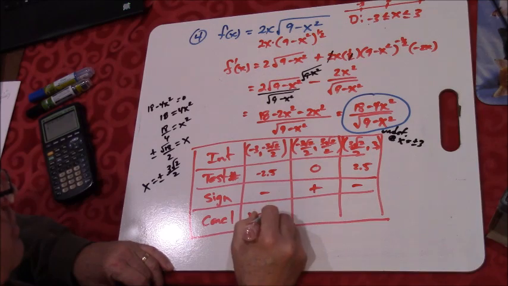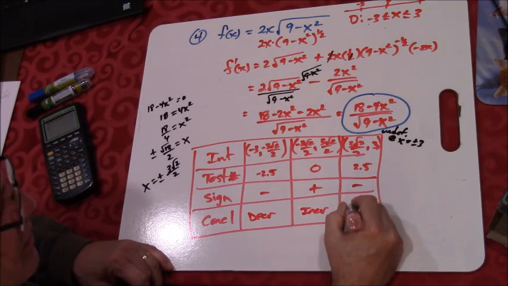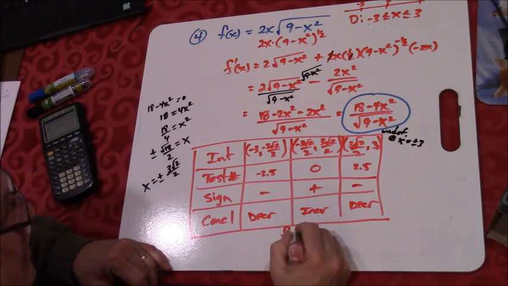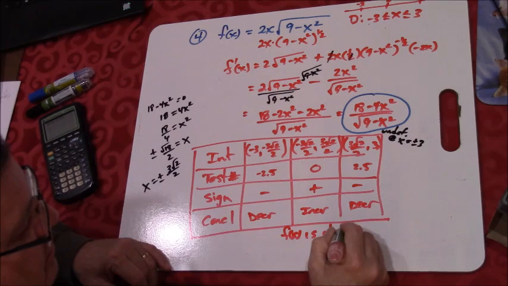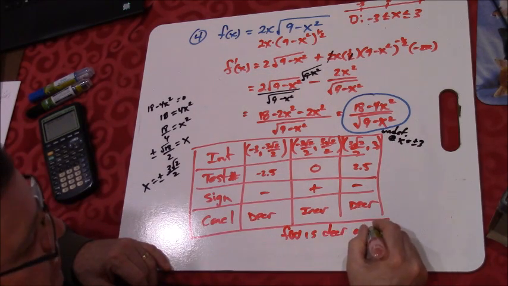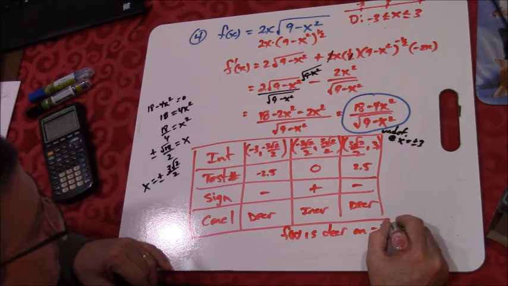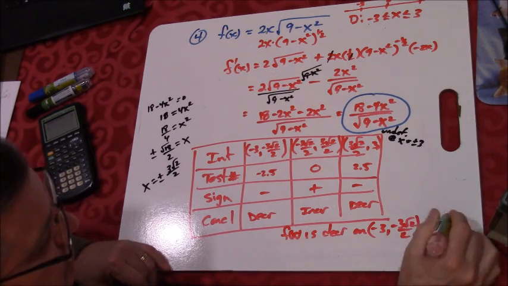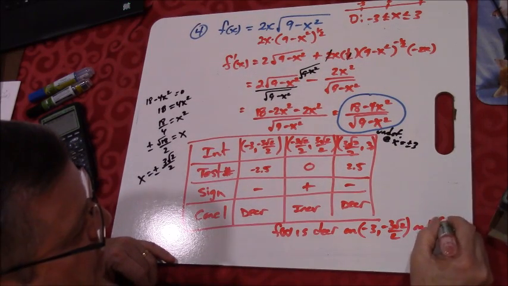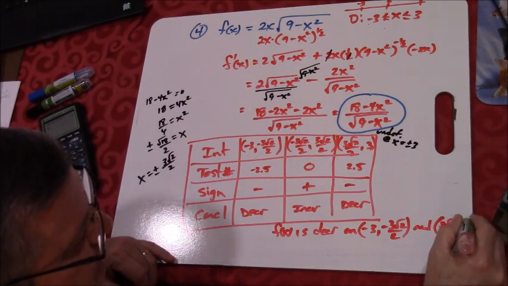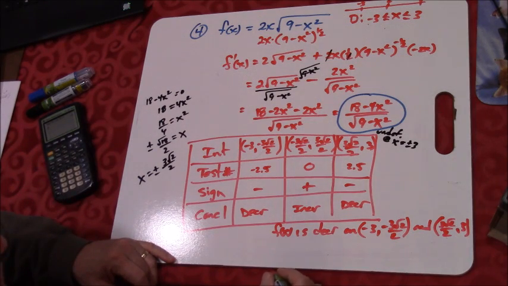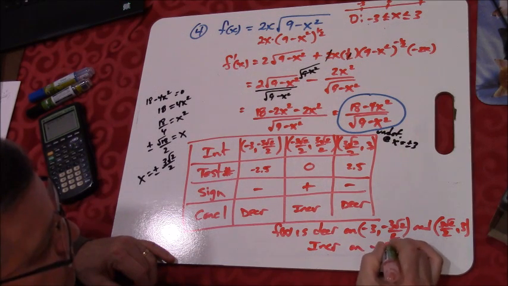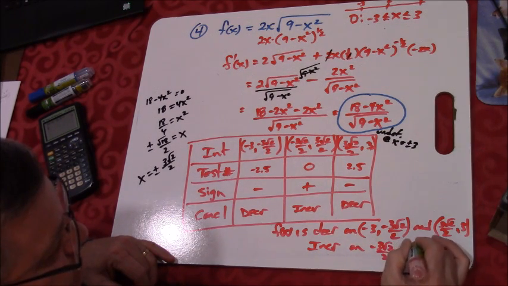So we are decreasing, increasing, and then decreasing. So this function f of x is decreasing on the interval -3 to -3 root 2 over 2, and 3 root 2 over 2 to +3. And we are increasing on the interval -3 root 2 over 2 to +3 root 2 over 2.